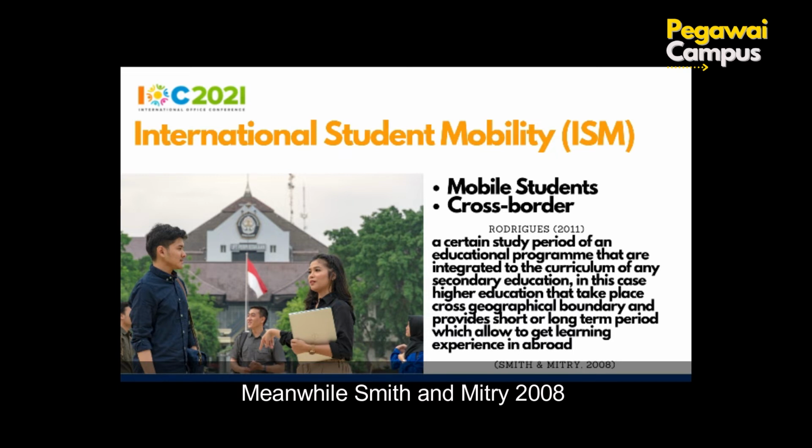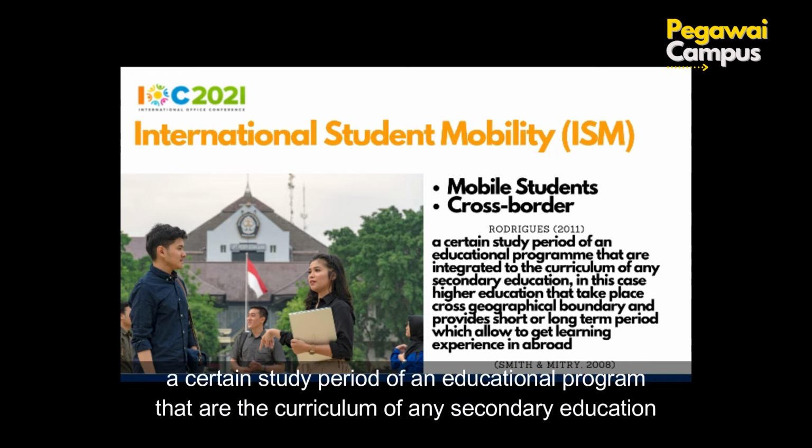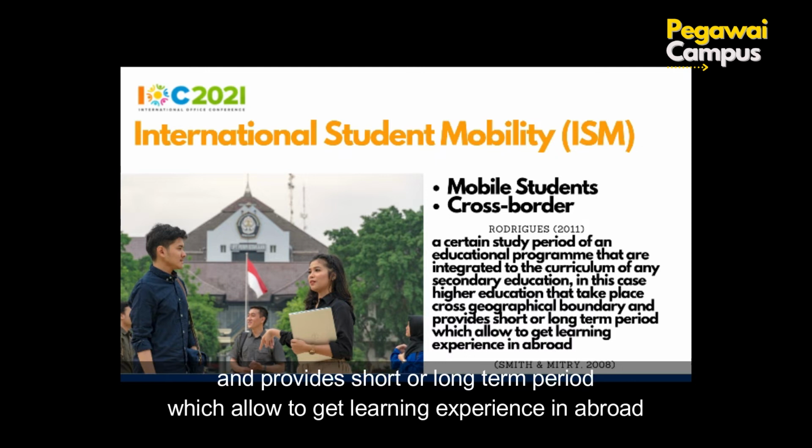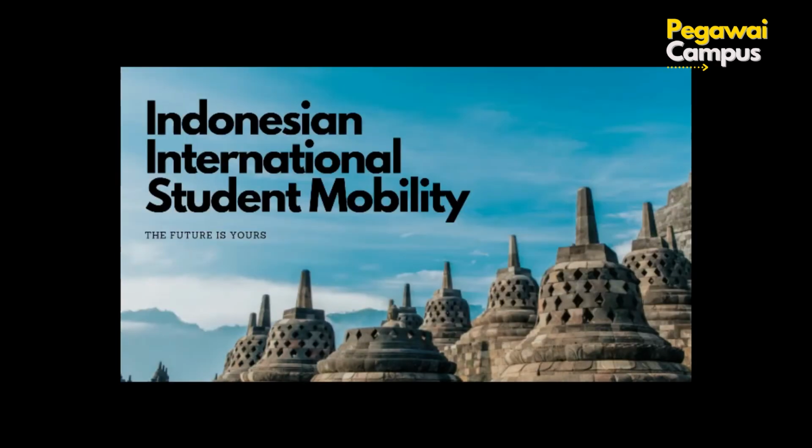Meanwhile, Smith and Mitri in 2008 say that international student mobility is a certain study period of an educational program that is integrated into the curriculum of any secondary education, in this case higher education, that takes place across geographical boundaries and provides a short or long-term period which allows one to get learning experience abroad.